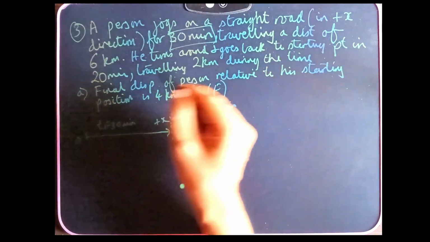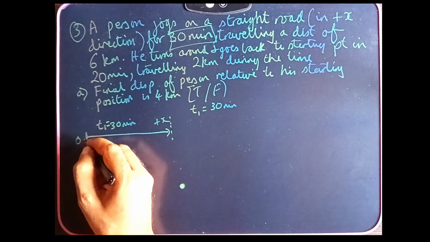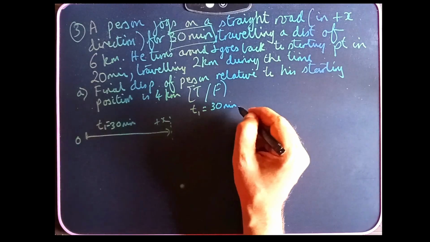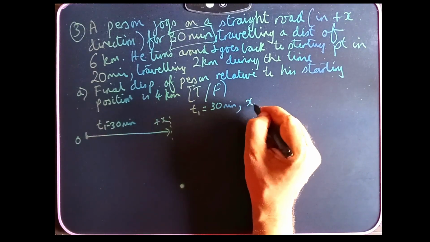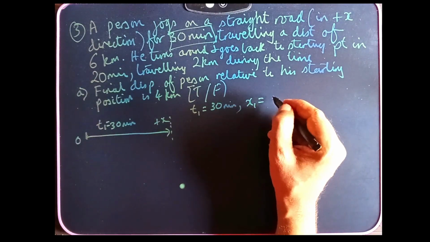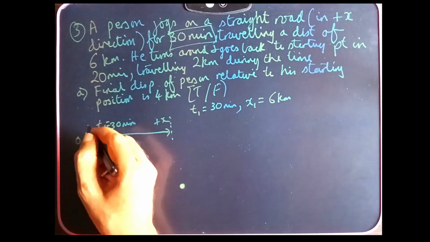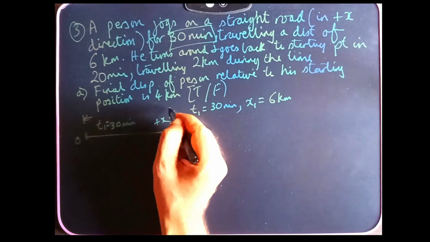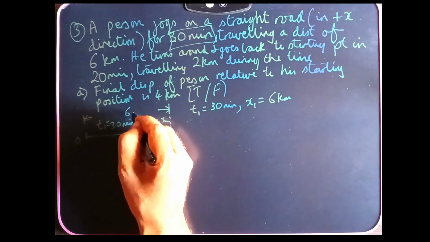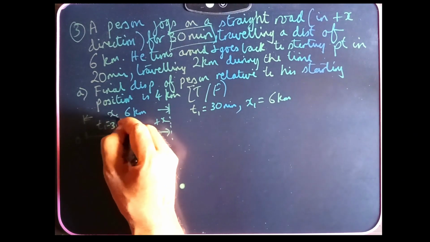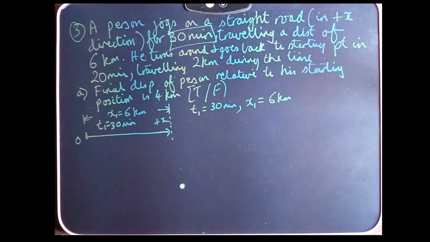Traveling a distance of 6 kilometers. From here to here is given during this T1 time, x1 is 6 kilometers. So from here to here is 6 kilometers, and this is x1. Okay. And then what is given?